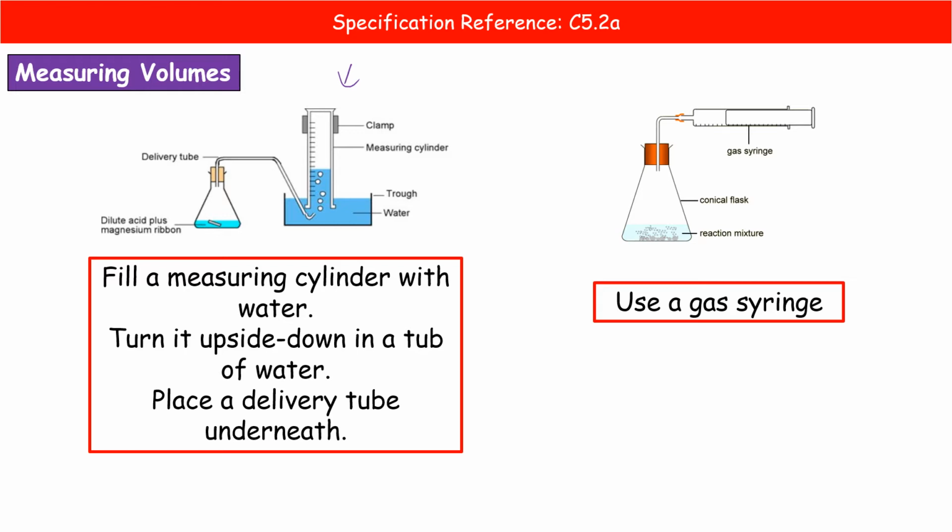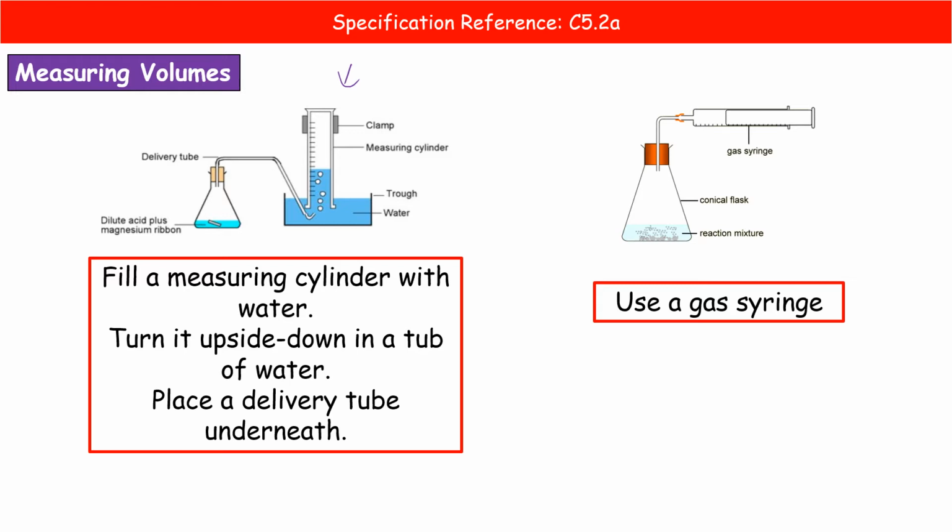We can upgrade that slightly to the upturned measuring cylinder. So what we do is we fill the measuring cylinder full of water, and then you're going to turn it upside down in a tub of water, making sure you only move your hand away once it's underwater. We then connect the delivery tube to make sure it's underneath our measuring cylinder. As the gas is made, it displaces the water from the measuring cylinder. We read the volume.